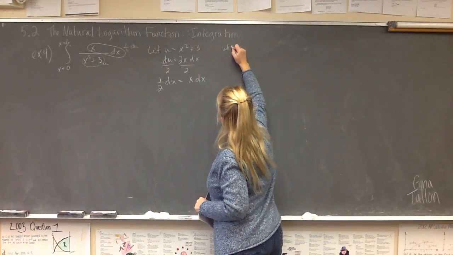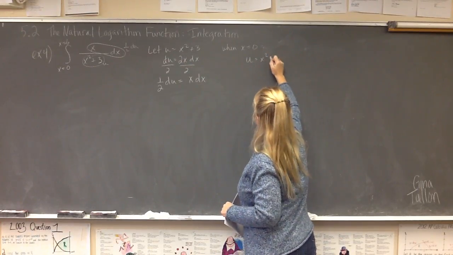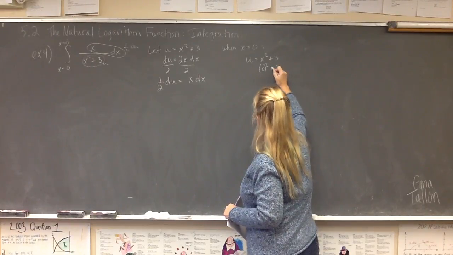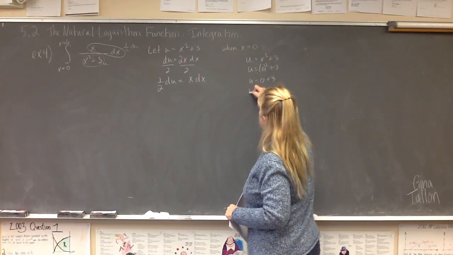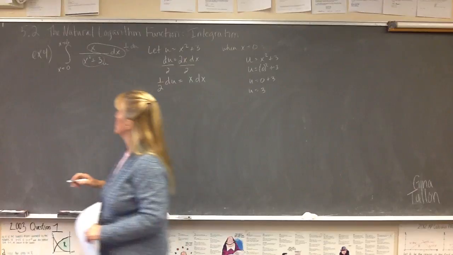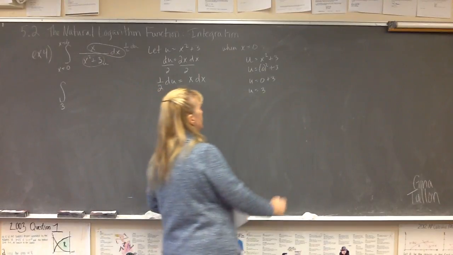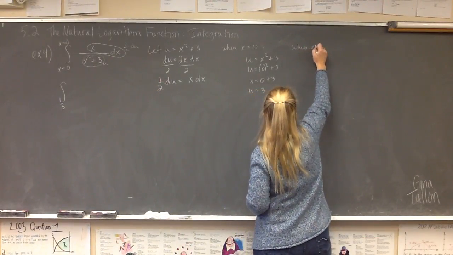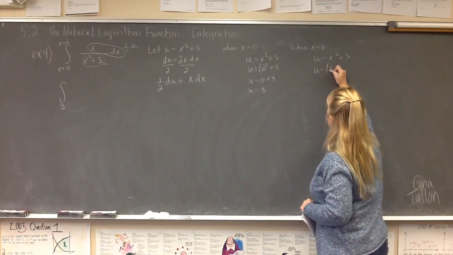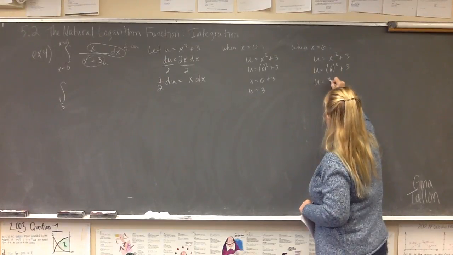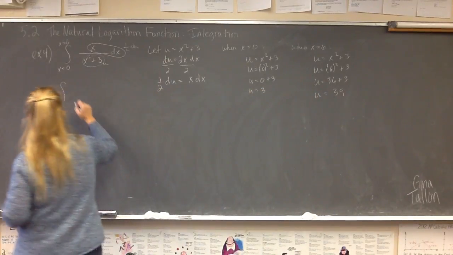So I'm going to put over here, when x equals 0, u is equal to x squared plus 3. So 0 squared plus 3, which is 0 plus 3, which is 3. So when x equals 0, u is equal to 3. When I do this U-substitution, I have to replace my lower limit with a 3. And when x equals 6, my u is still x squared plus 3, but this time I want to put a 6 in there. So u ends up equaling 39. This is going to come up here to a 39.